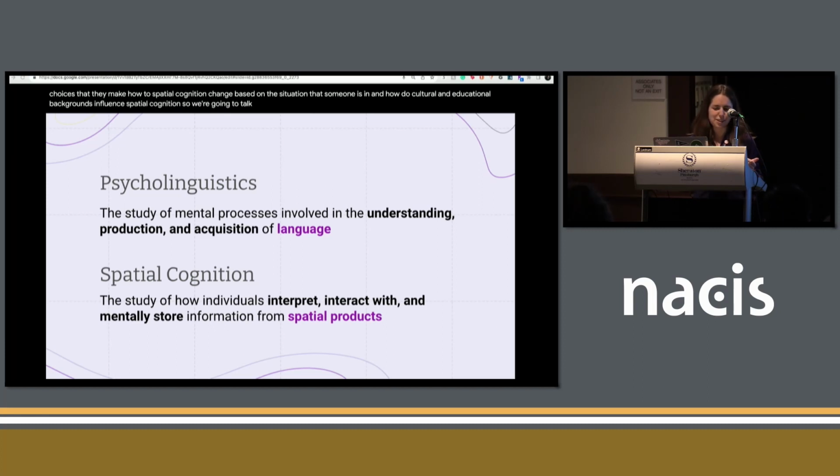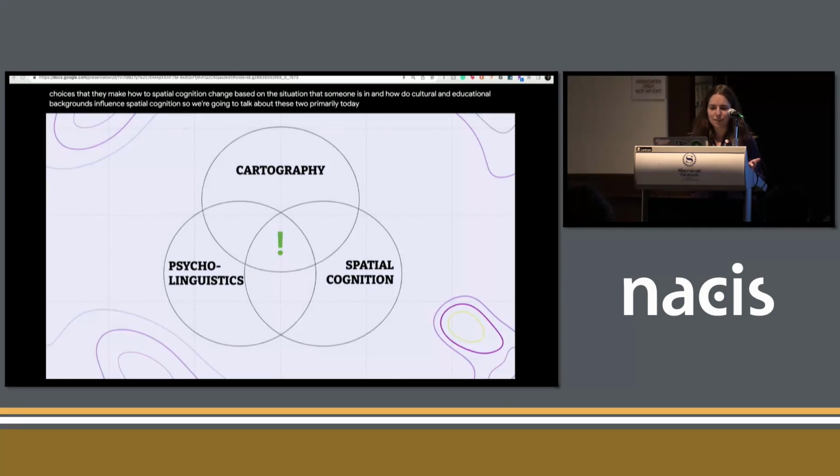So we're going to talk about these two primarily today in relationship to cartography. I'm interested in the intersection between these two fields of psychology and cartography, and how psychology can provide insights into how best to design maps. Because psychology answers questions about how people interact with and perceive the world around them, it's obvious to me as an artist and a scientist that my cartographic design should be rooted in psychological research.